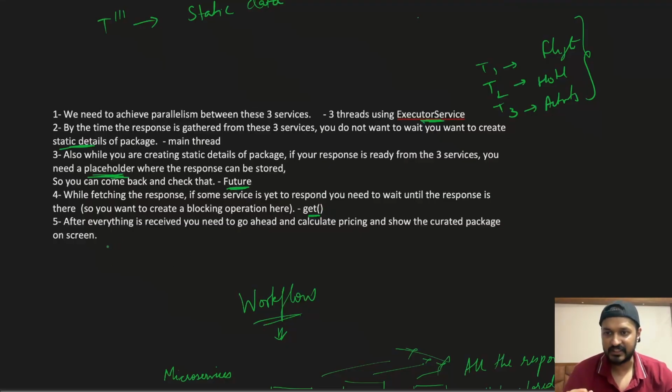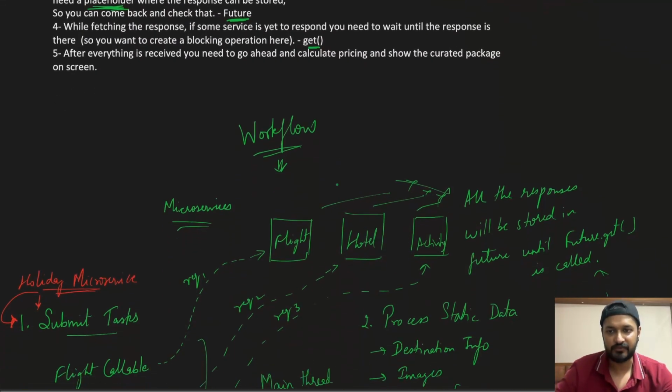Now the fifth thing is, after everything is received, you need to go ahead and calculate pricing and show the curated package on the screen. Very simple. So you are already fetching the prices from the future. So you add those prices, you have fetched the static details, you take that and then display the final package on screen, correct? So this is how you will use executor service and future.get, correct? Now let's see the complete workflow here.